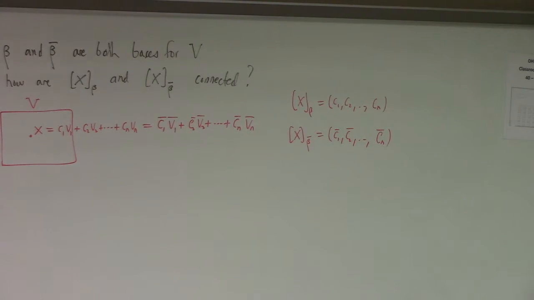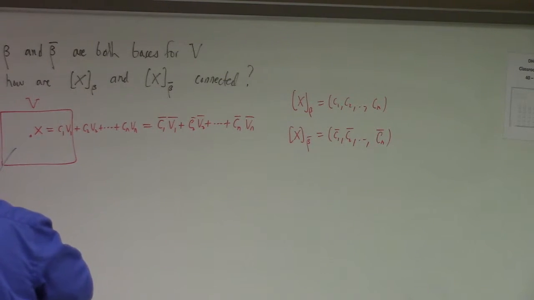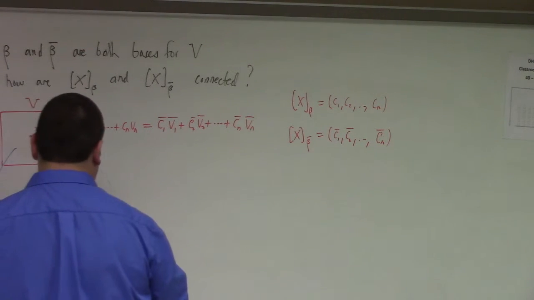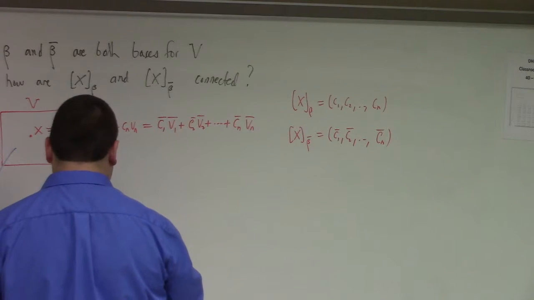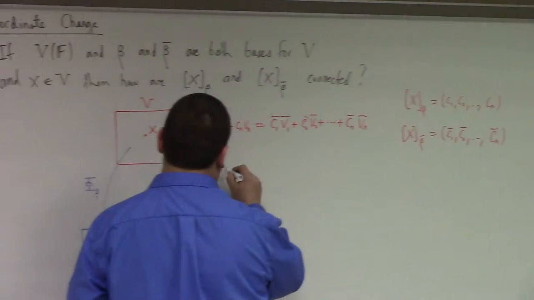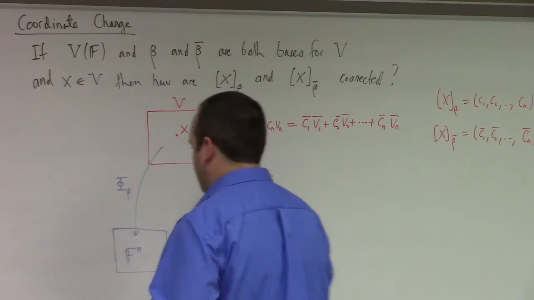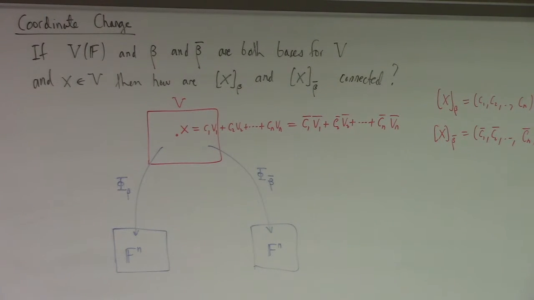So what I'll do is think about it this way. Down here, I have Fn, and I have the mapping phi beta, right? On the other side, I also have a copy of Fn, and I have the coordinate mapping phi beta bar. I guess I could even think of it as the same copy of Fn if I want. I'm thinking of them as disconnected. So how do I relate them then?